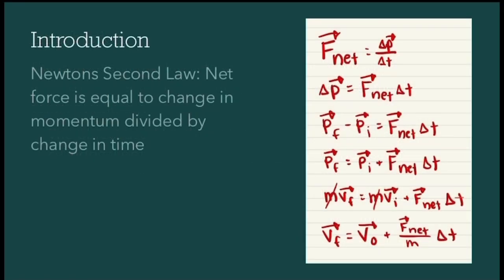So Newton's second law tells us that the net force is equal to the change in momentum divided by the change in time. So if we take that initial equation up at the top and we derive it further, we get that the final velocity is equal to the initial velocity plus net force divided by mass times change in time. So this tells us that if net force is 0, then final velocity is equal to initial velocity.